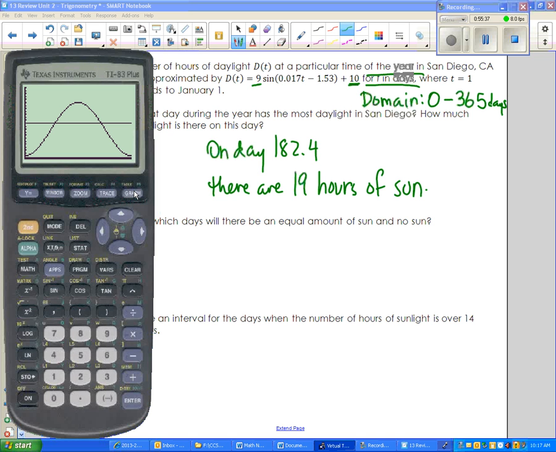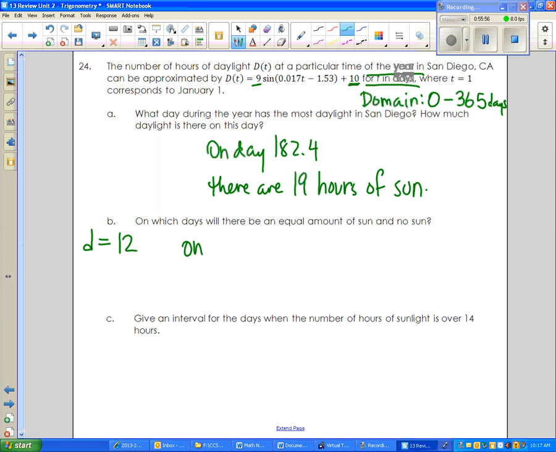So to answer this question, it's just saying on what days are there exactly the same amount of sun as no sun. So I'm just finding the points of intersection. So I'll do it for the one, and then I'll just give you the answer for the other. So the first day that occurs is day 103.18. I'll just go ahead and say 103.2. The other, you have to do the whole process all over again, is on day 261.6.